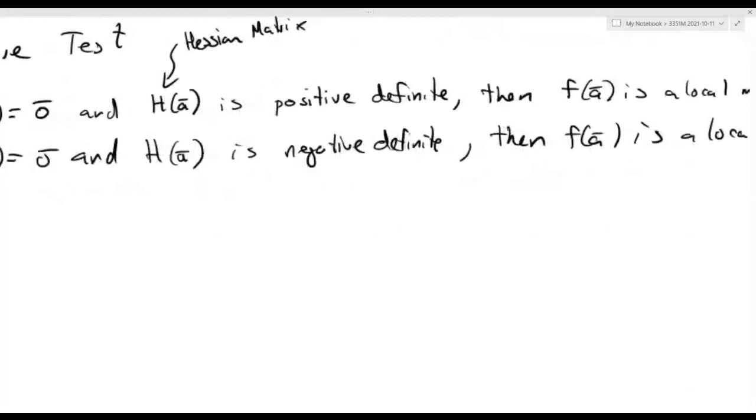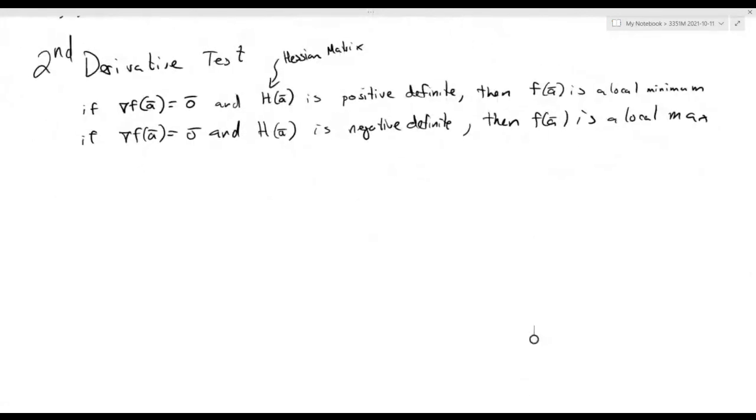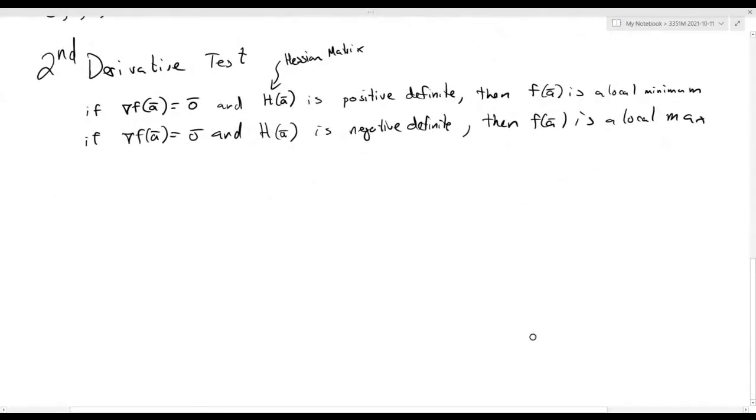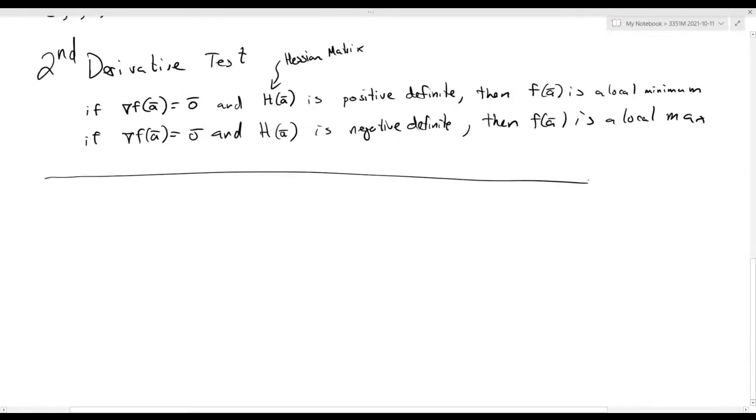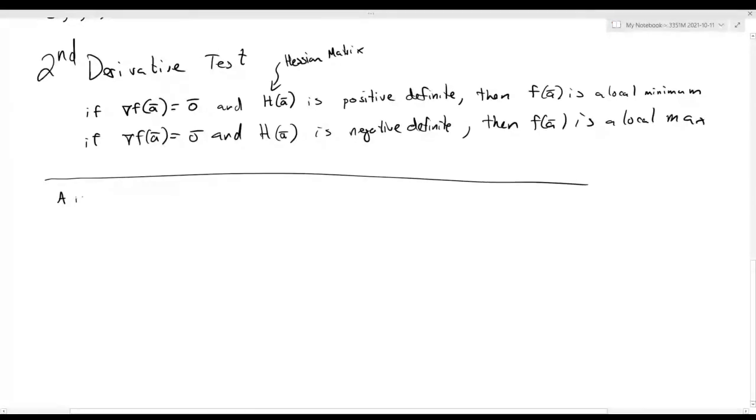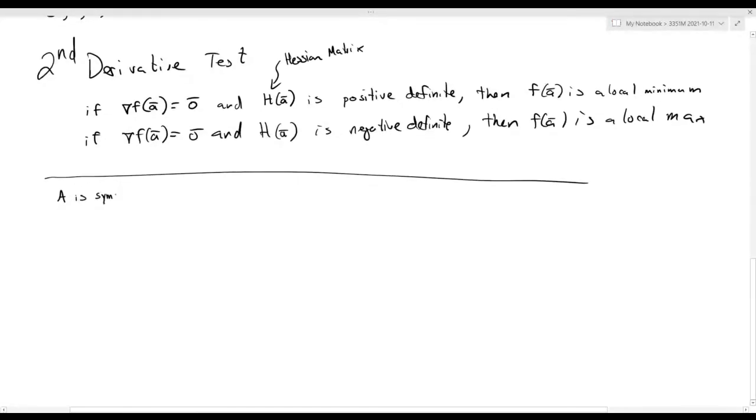All right. So we have to figure out what it means for a matrix to be positive definite and negative definite. So here are some definitions and some equivalent conditions. So A is, first of all, supposed to be a symmetric matrix.